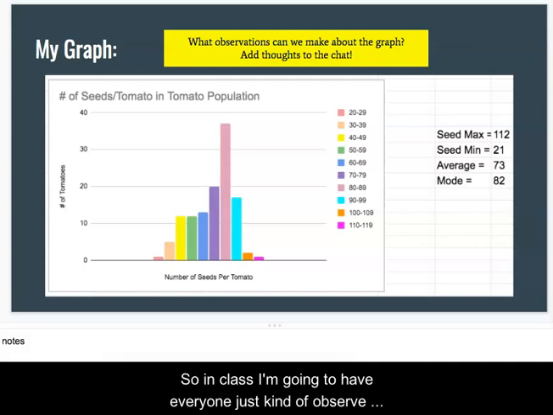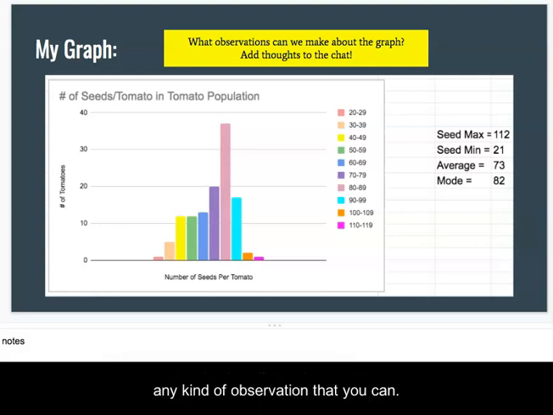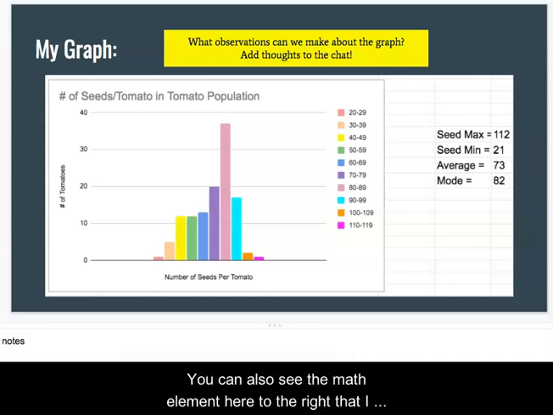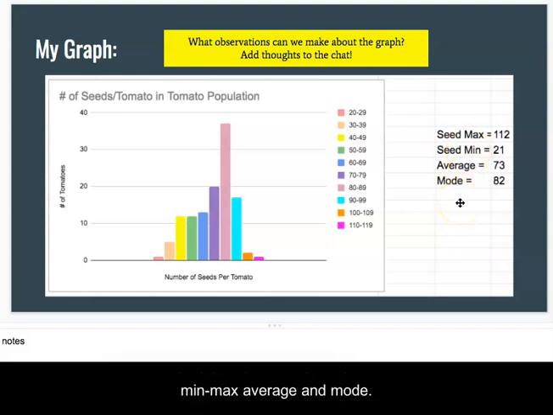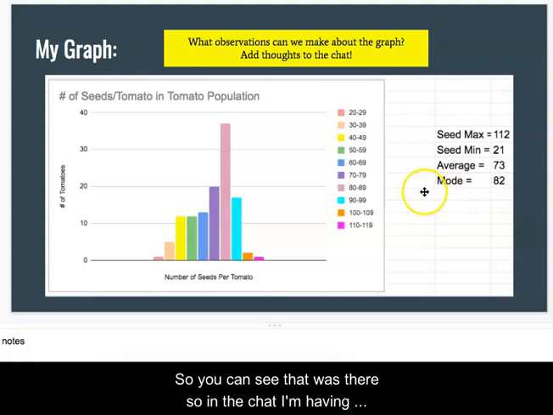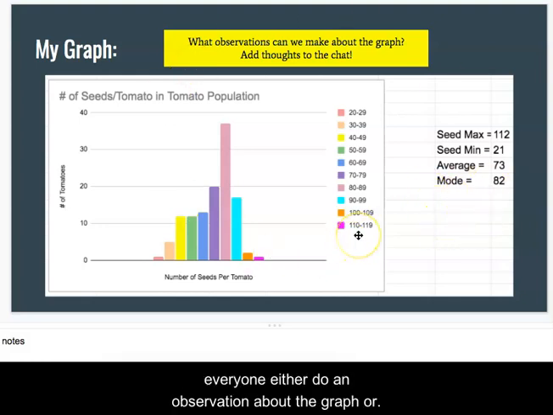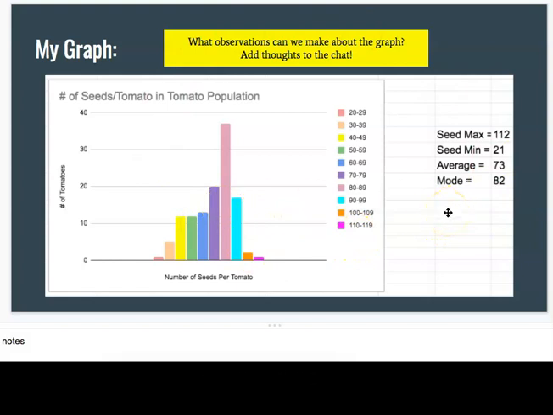So in class, I'm going to have everyone just observe the graph and then type out in the chat window any observation that you can make. You can also see the math element here to the right that I had done in a couple of these Excel cells: min, max, average, and mode. So you can see those there. So in the chat, I'm having everyone do an observation about the graph or about the math piece.